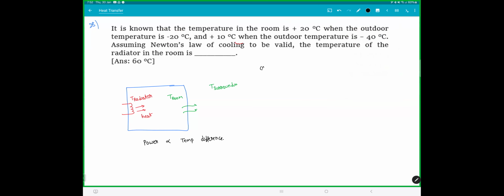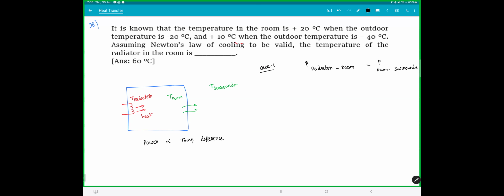Look at this. Case 1. There are two things happening here. We are getting heat from the radiator. So the power we are getting from the radiator to the room must be equal to the power from the room to the atmosphere or surrounding. So basically, in steady state, whatever you're getting from the radiator, everything is escaping out.